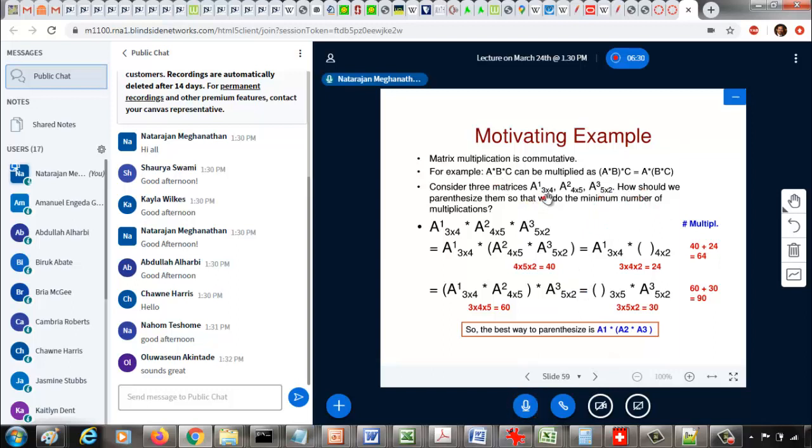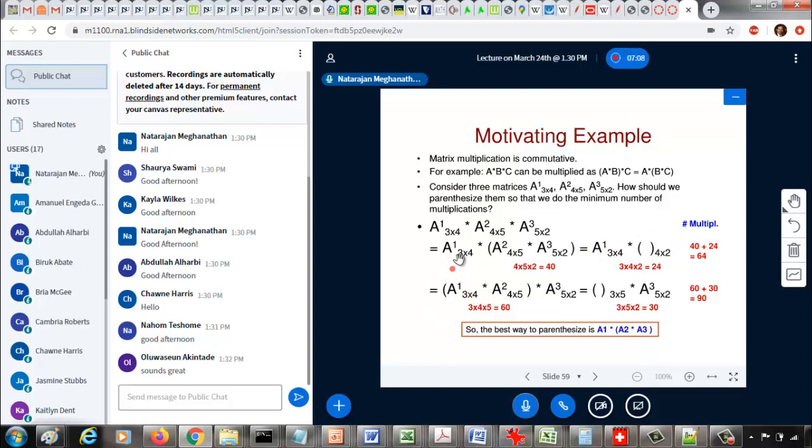So let us say you want to multiply these three matrices A1, A2 and A3. The dimensions of each matrix is given here. Now since there are three matrices, there are two possible ways we could multiply as a brute force approach. You could multiply A2 and A3 first, and then multiply A1 with the result of A2 and A3 multiplication, and then you get the final answer, right?